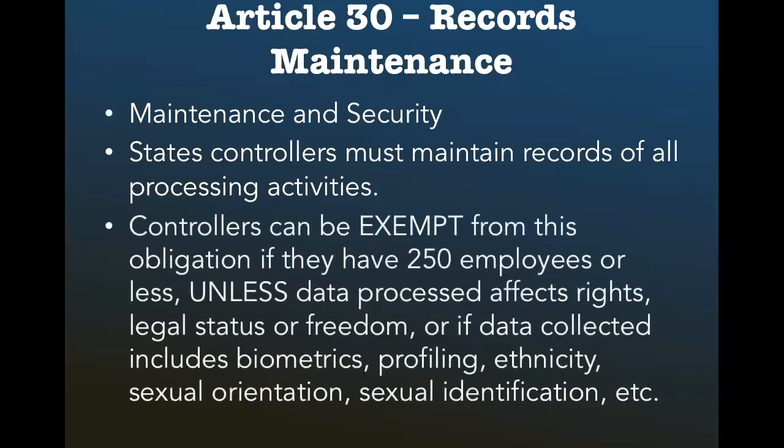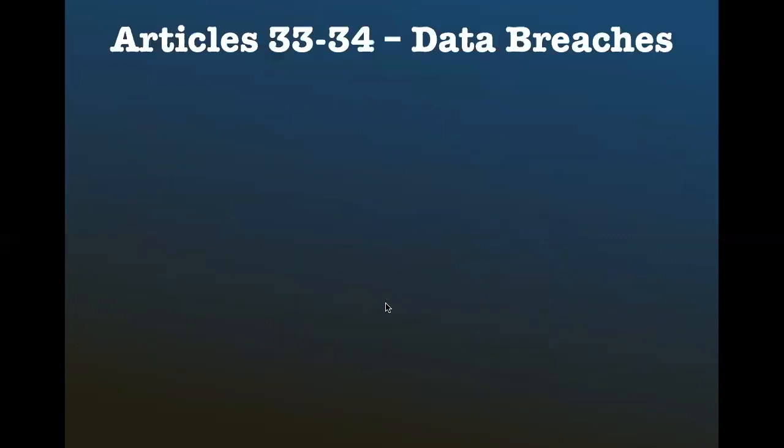But any controller can be exempt from the obligation to maintain records of processing activities if they have less than 250 employees, except in the cases where the data processed affects their rights, legal status, or freedom, or includes sensitive information such as biometrics, profiling, ethnicity, etc. Any of that kind of stuff is highly sensitive information. The rights, legal status, or freedom is typically payments or, again, really sensitive data that we don't typically collect. So hopefully you're just collecting a name and an email address, because then you will be exempt, with 250 employees or less. But again, it's really easy to comply with this, even if you're exempt, because MailChimp and things like that can easily show records of what activities we've conducted with these data subjects' information. So again, it's really easy to comply with this in our case.